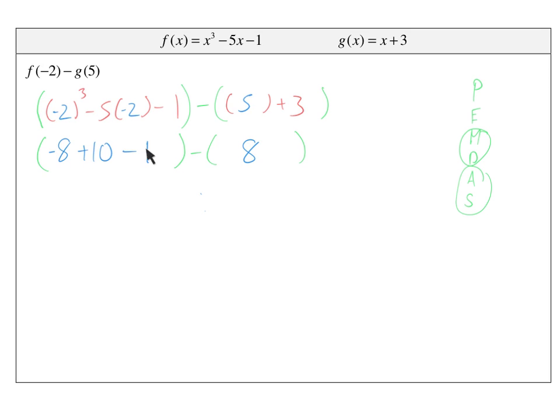Next step, we have to keep simplifying this. There's no more multiply, divide, so now we're adding, subtracting left to right. So we start with these first. So that right there, we do first. So negative 8 plus 10 is 2. Bring down the minus 1. This is still just 8. And last step, 2 minus 1. 2 minus 1 is 1, minus the 8. You can see it. 1 minus 8, you hopefully can tell, is negative 7. That right there is the answer of f of negative 2 minus g of 5 using this f and this g.